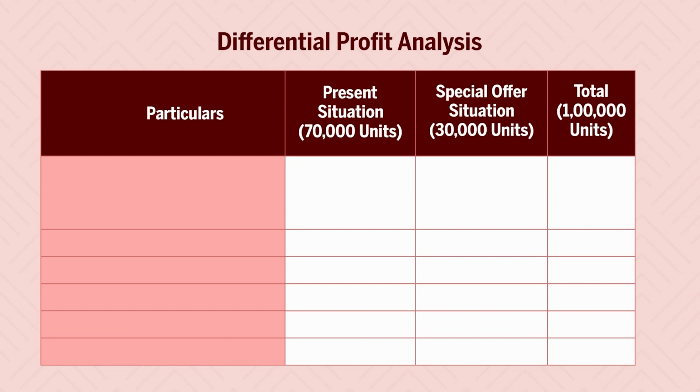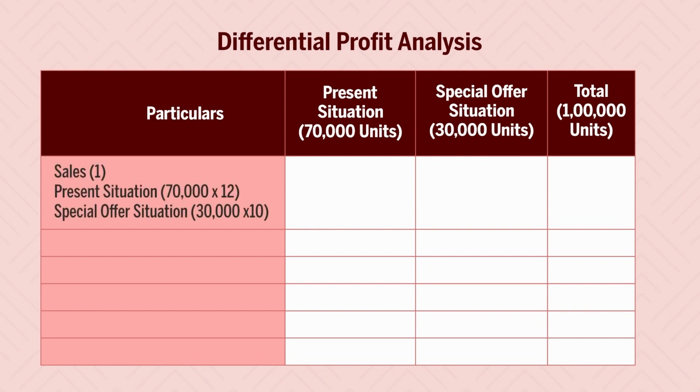To calculate differential profit, we will deduct cost from sales. So sales is the first row. In the present situation, we have sales of rupees 8,40,000. For the special offer, we have 3 lakh rupees of sales, and in total we have sales of rupees 11,40,000. Now, from the sales, we are going to deduct cost.